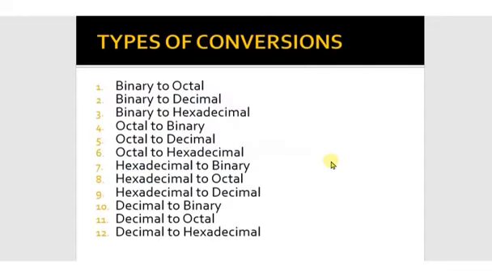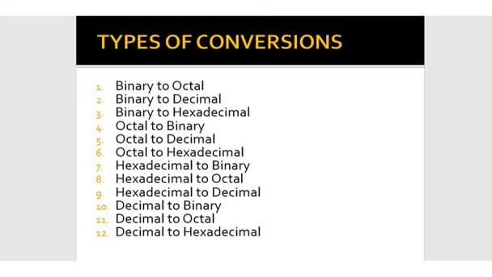So in types of conversions we have binary to octal, binary to decimal, binary to hexadecimal, octal to binary, octal to decimal, octal to hexadecimal, hexadecimal to binary, hexadecimal to octal, hexadecimal to decimal, decimal to binary, decimal to octal, decimal to hexadecimal. In this tutorial we are going to discuss only the last three: decimal to binary, decimal to octal and decimal to hexadecimal.